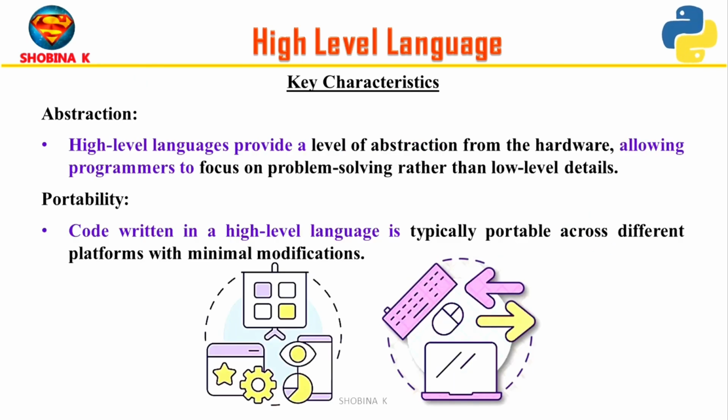Now let's see some characteristics of high-level language. First, we have abstraction. High-level languages provide a level of abstraction from the hardware, which allows programmers to focus on problem solving rather than low-level details. So it simplifies code development and promotes readability.